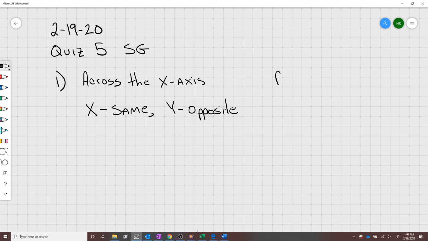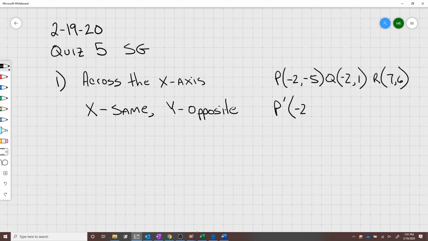So you've got P at -2, -5, Q at -2, 1, and R is at 7, 6. So the rule is your x's stay the same. So P prime is at -2, but now +5. And Q prime is at -2, but now -1. And R prime is at 7, -6. And that's your reflection across the x-axis.